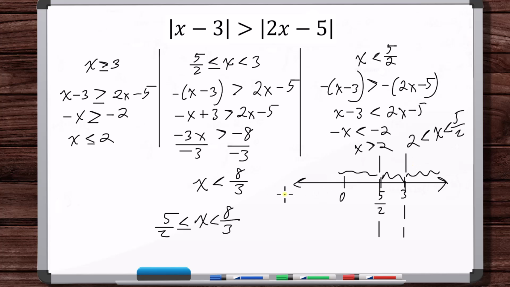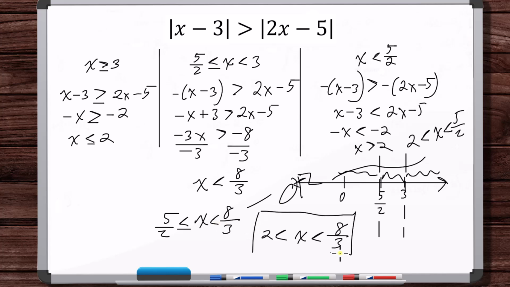Okay, now we just need to apply an or between these two. So the upper bound is going to be 8/3, and the lower bound is going to be 2. That would be an or between those two, and so that is the solution. You plug any x value between 2 and 8/3 into this inequality here, and it will satisfy it.